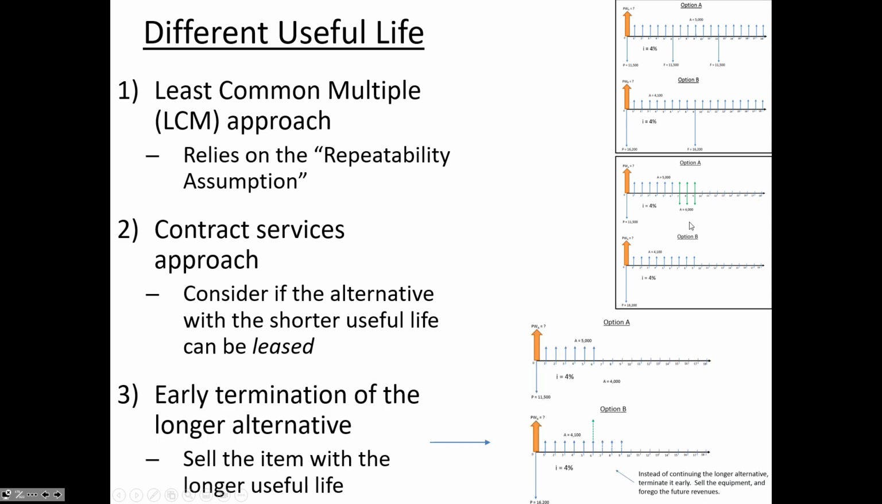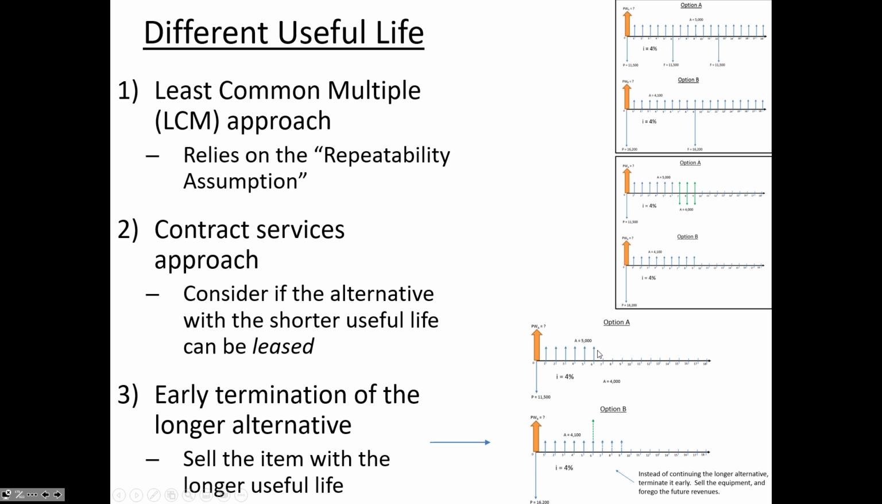And then finally, early termination is where you take the alternative that was too long and you truncate it by selling the equipment. Now look, here in this diagram, we're only selling the equipment one time. So we could have held on to the item for 9 years in total, and then it would have no salvage value. But instead of holding on to it for the entire life, you're selling it in the year that terminates with the same year as the shorter option, option A.